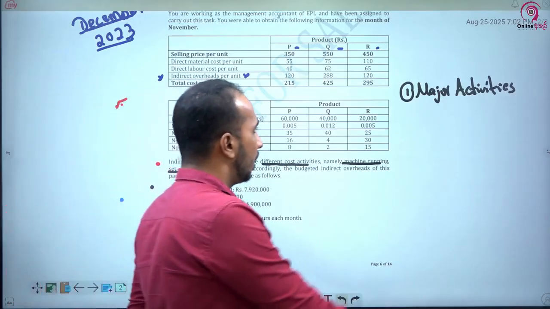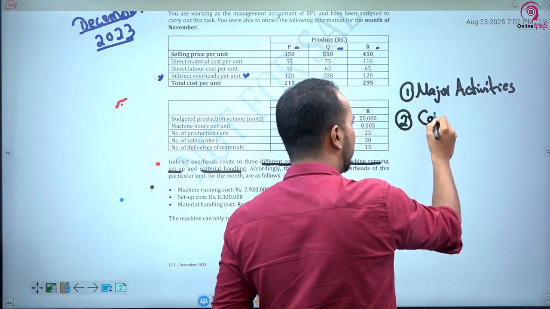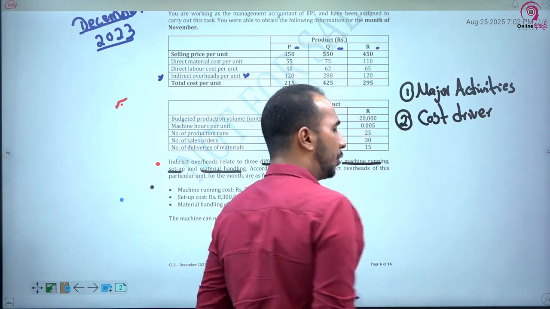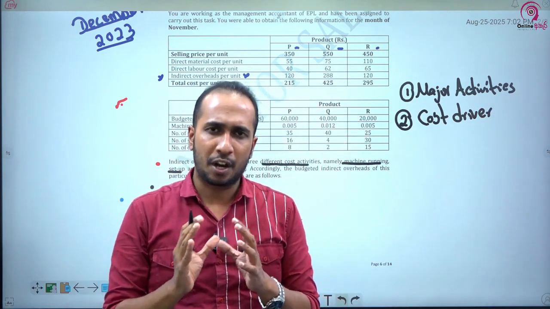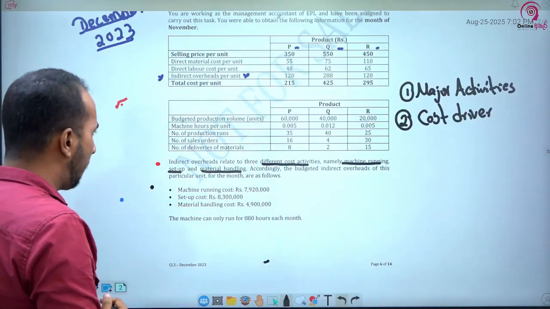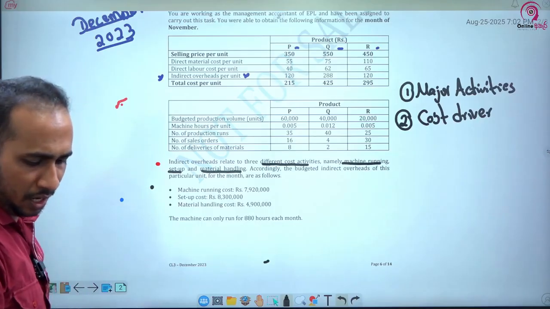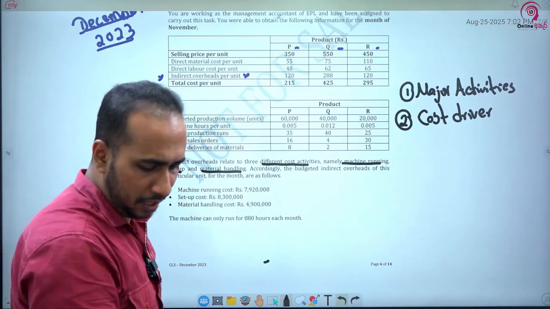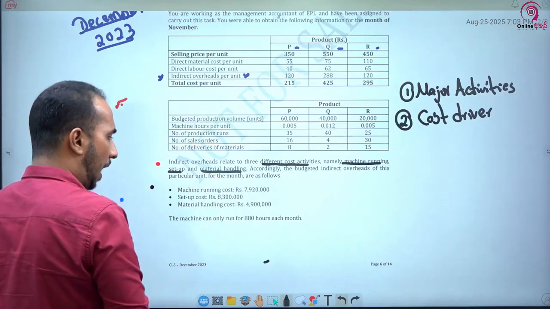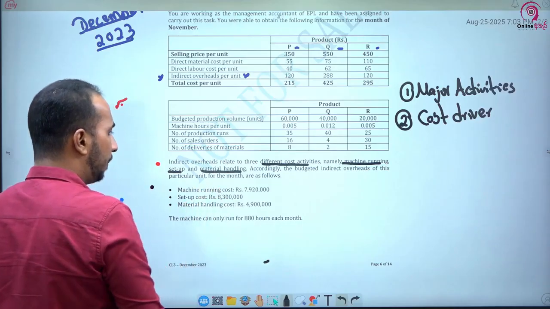Before that, the second step is what? මේ major activities වලට අදාළව we have to identify the cost driver. අපේ cost එක drive කරන්නේ මොන factor එකකින්ද කියන එක. So what are the cost drivers? When it comes to machine running cost, what should be the perfect cost driver? Then when it comes to setup cost, what should be the perfect cost driver? And also when it comes to material handling cost, what should be the perfect cost driver?